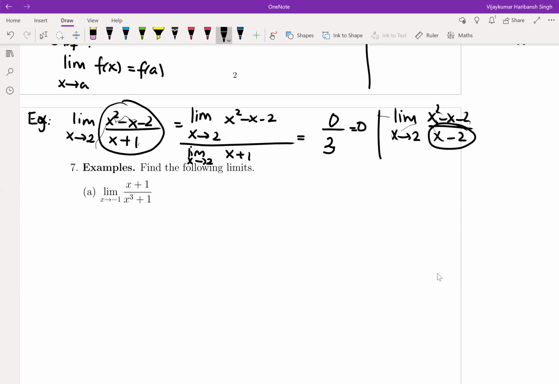So if you notice, this is a 0 over 0 form. When you put minus 1, you get 0 on top and 0 on bottom. That means there is a factor of x plus 1 which we can cancel from top and bottom. You should know this property of polynomials. The top is a polynomial, the bottom is a polynomial. What is the property? Let P(x) be a polynomial.